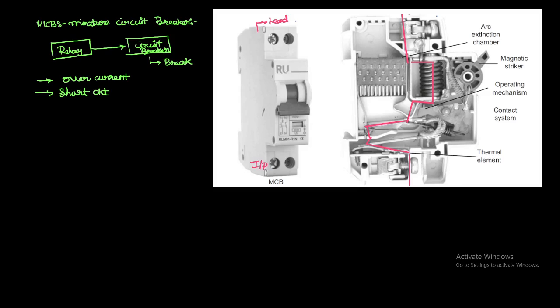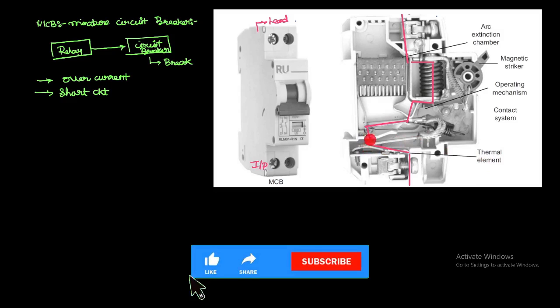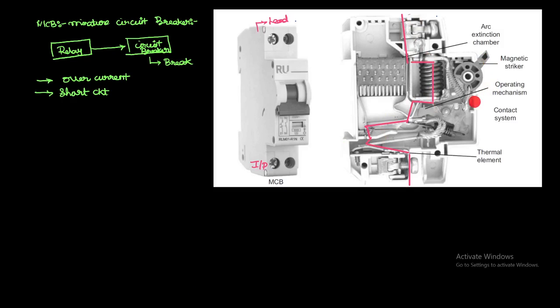But whenever you have some abnormal condition, let us consider the over current condition. If I go on increasing this current, what will happen? This thermal element, whatever it is here, will get heated up. It is like a metallic bimetallic strip, so it gets heated up and it will break the circuit here. Whenever the circuit breaks here, the entire series circuit will be broken, and the magnetic sticker will come down like this. So that is the over current condition.